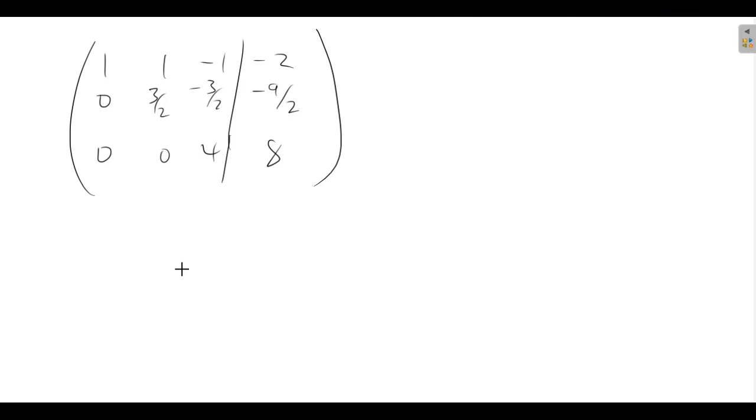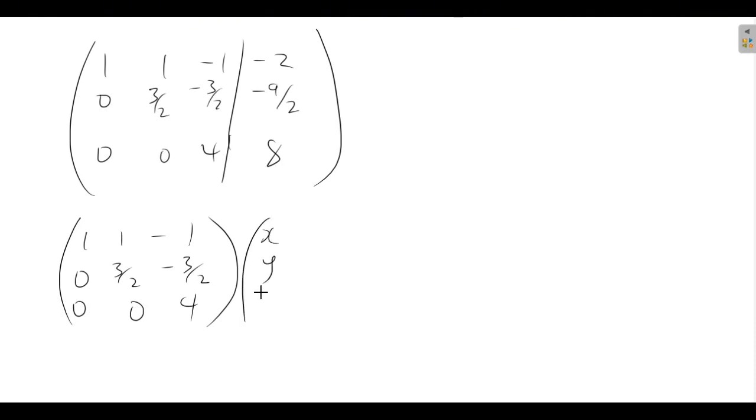Now, if you remember in matrices, doing the back substitution, we are going to start from here. This thing looks like this: 1, 1, negative 1, 0, 3 over 2, negative 3 over 2, then 0, 0, 4, multiplying x, y, z, which is equal to negative 2, negative 9 over 2, and then 8. In fact, this augmented thing we see here basically means the matrix equation, right? So our goal here is to find x, y, and z.